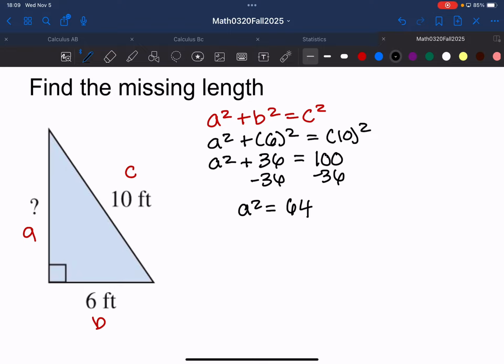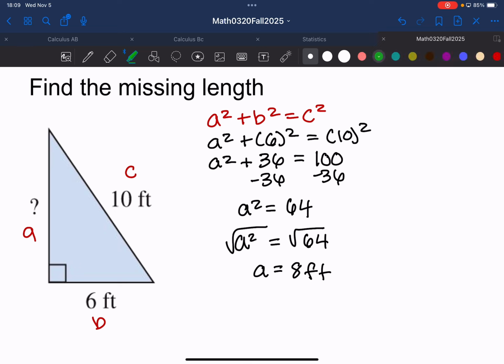So how would I get rid of that square? Square root. Take the square root. So if I take the square root of both sides, I get that a is equal to, and the square root of 64 is 8. And what units are attached to the sides? Feet. So that means the missing length is 8 feet. Okay.